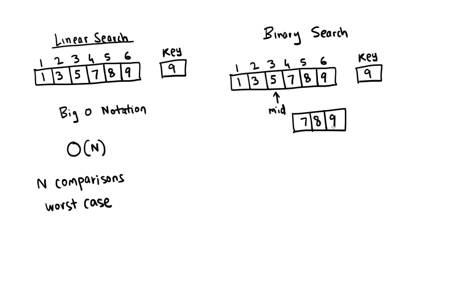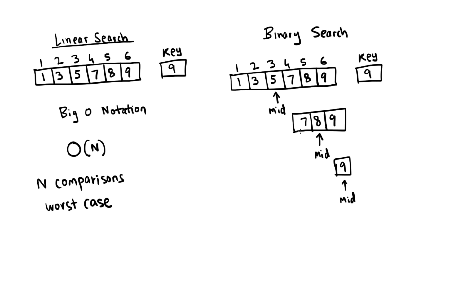7 8 9. Now for this one, the middle element is this. Comparing it with 9, nope, it's not equal to 9, so we do the same thing over again. 9 is greater than 8, so just look at the right side of this list, and since we just have one element, we will call that the middle element and compare it with 9. Yes, it is equal to 9, so let's return true. We found the element in the given list.